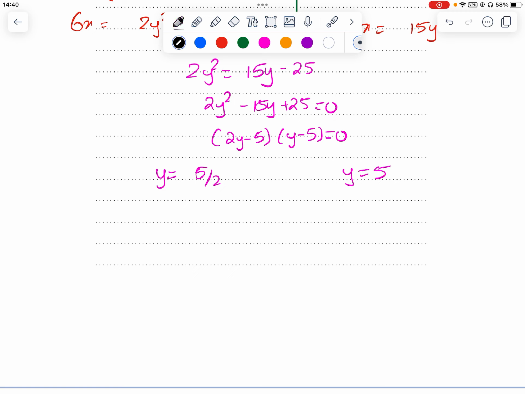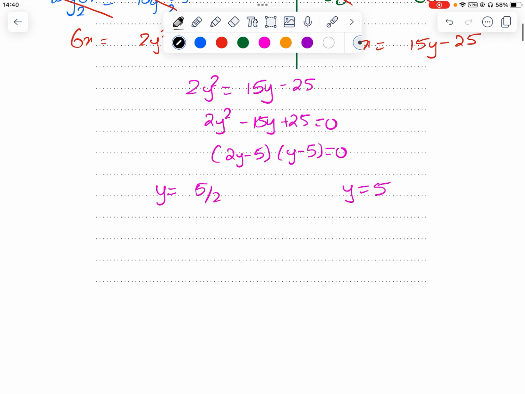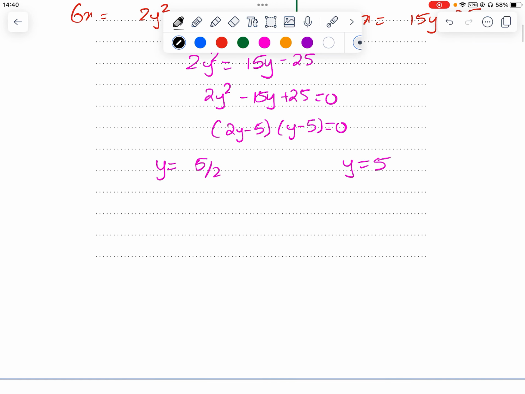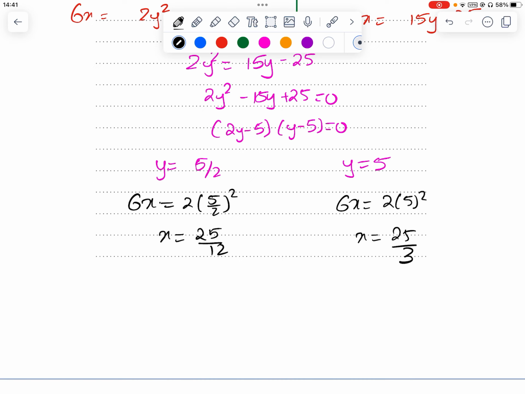Now we have to get the value of x. So when I plug in, 6x equals 2y squared, 6x equals 2 times (5 upon 2) squared. This gives me the x value as 25 upon 12. And next time, 6x equals 2 times 5 squared. This gives me x value as 25 upon 3. That's going to be the answer.